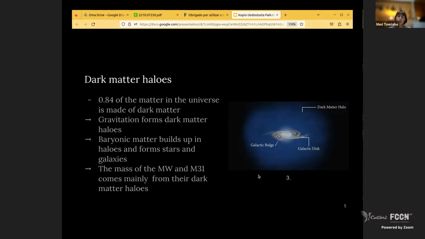Because of that, most of the mass of galaxies is from their dark matter halos. And that is also the case for Milky Way and Andromeda. Here is one drawing of a galaxy, and you can see that the dark matter is around the whole galaxy, and it takes a big part of the galaxy.